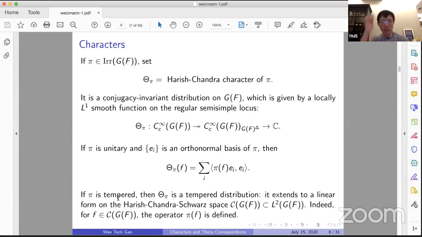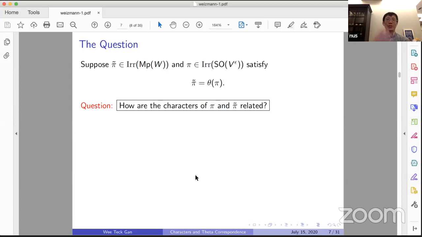Now, suppose π is tempered, then in fact Θ_π can be extended to a slightly larger space of test functions, namely the Harish-Chandra Schwartz space, which I will denote by this math cal C. This space of functions is contained in L², and in fact, it is the space of functions that underlies Harish-Chandra's Plancherel theorem. So indeed, if you take f to be in this Harish-Chandra Schwartz space, then the operator π(f) is also finite rank, and you can take the trace. So that's characters.